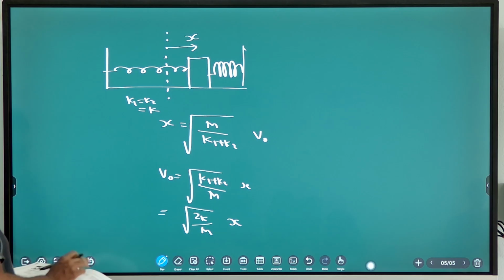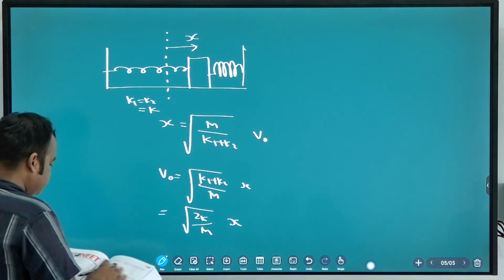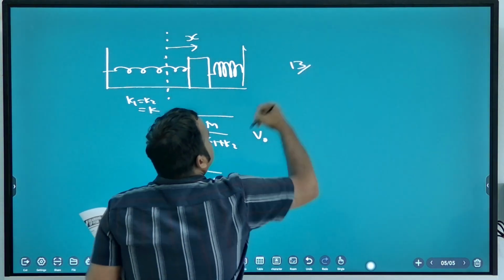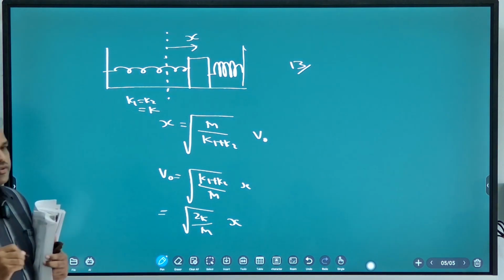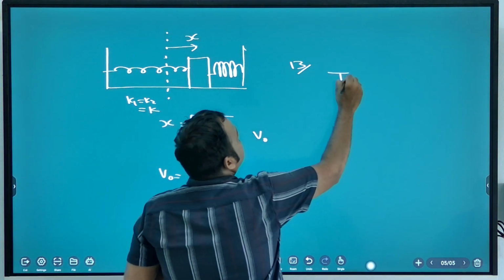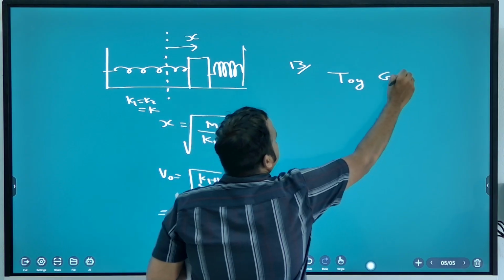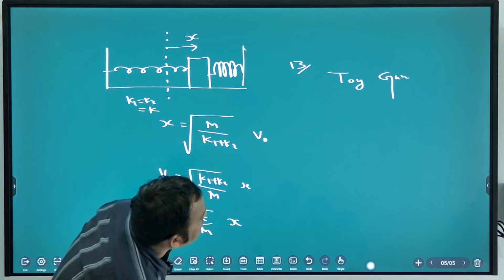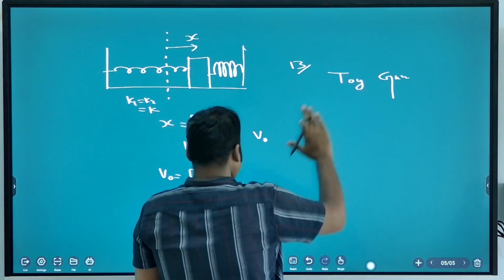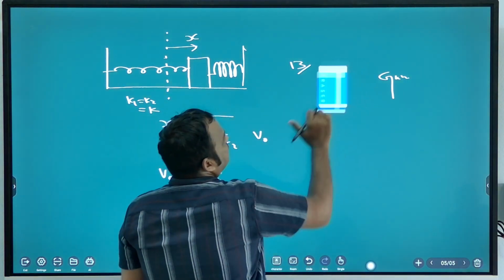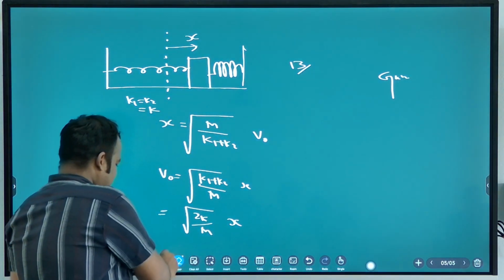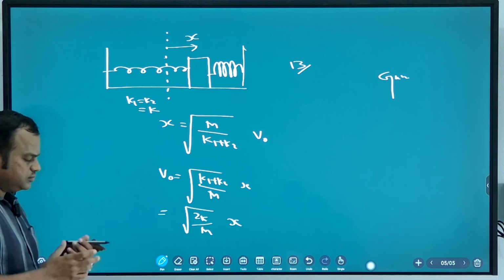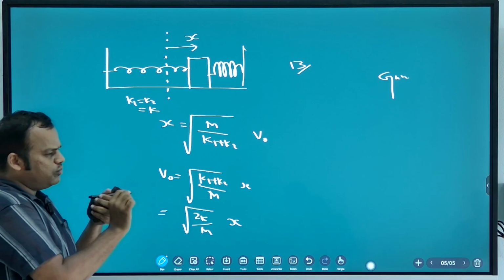Fine. Now 13 question we'll do. You have seen a toy gun. Okay. This 13 question is the toy gun. If I remove this word toy, now it is a gun. So how do you fire a gun? I'm holding a gun. How will the bullet come out?